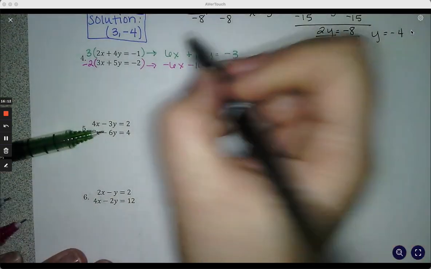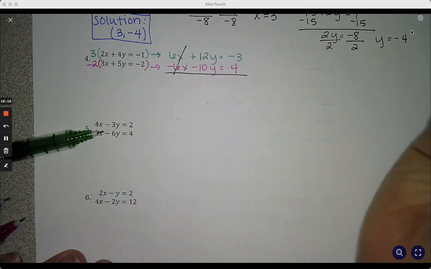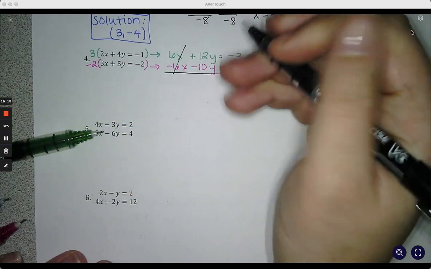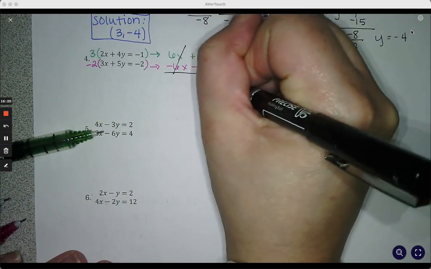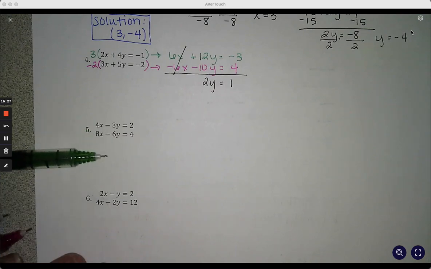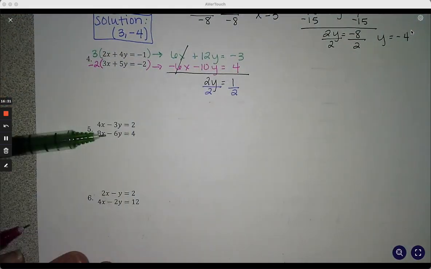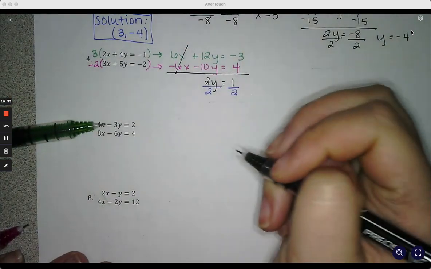Now when I add these together, the 6's completely cancel. 12 minus 10 is 2y equals +1. So to get y by itself, we're going to divide by 2. So y equals 1/2.